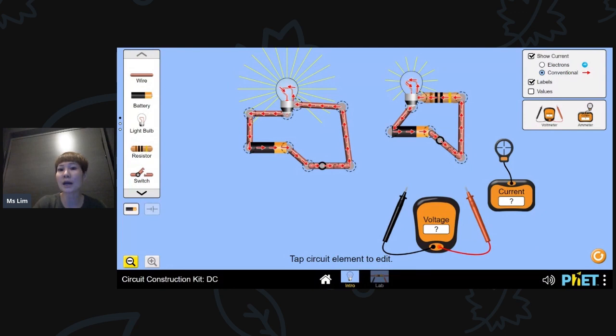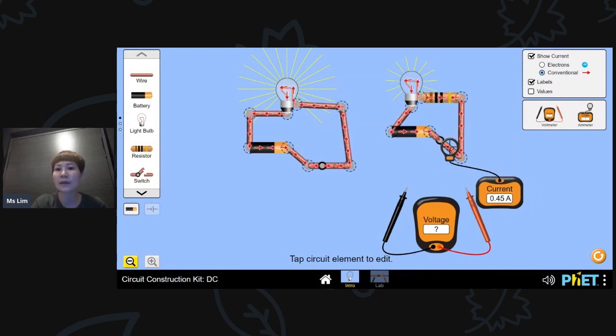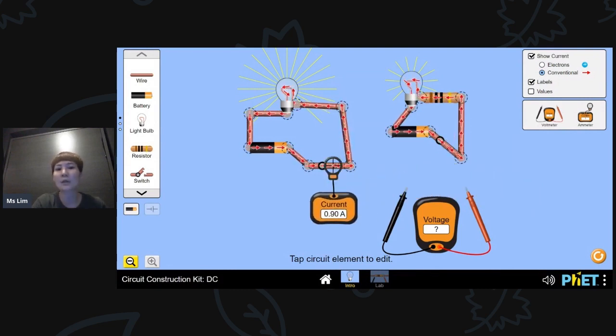Now, if you want to measure the current, you must make sure that the ammeter is in the path of the current. Otherwise, you cannot measure the size of the current. So you simply place it here, and you will be able to tell the current flowing through that particular piece of wire. So the ammeter must be in the path of the current. This circuit on the right shows you 0.45. How about the circuit on the left? 0.90. As expected, the size of the current is larger. So again, current just means how fast or slow the charges are moving.